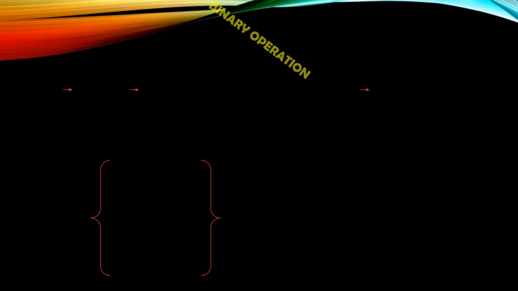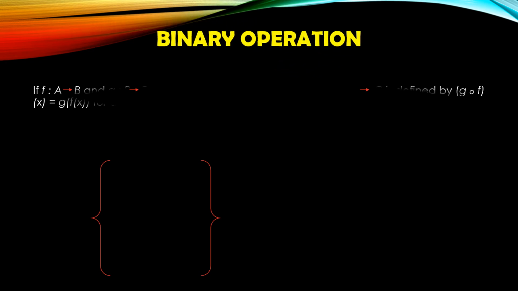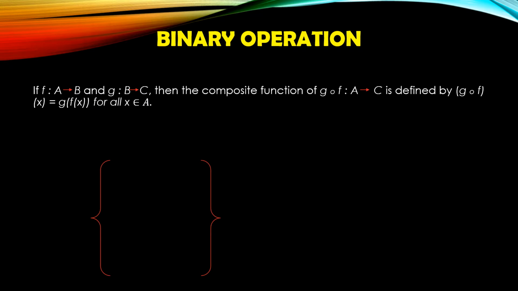So let's have the binary operation. Given a function f from A to B and a function g from B to C, the composite function g composed with f goes from A to C and is defined by g composed with f of x is equal to g of f of x for all x belonging to A. So let's have examples, the same examples that we had in our set.